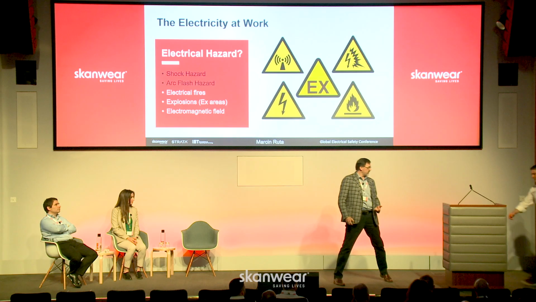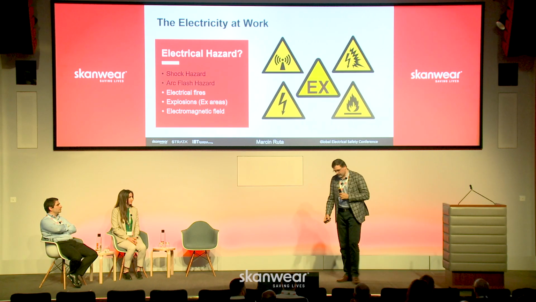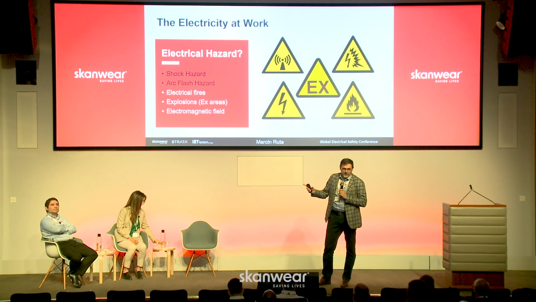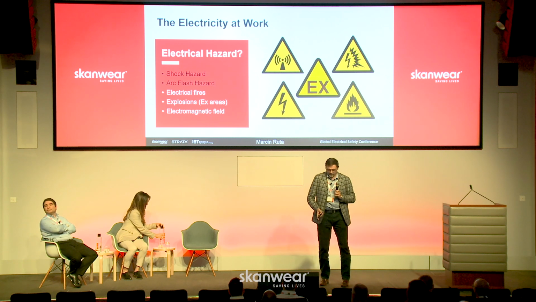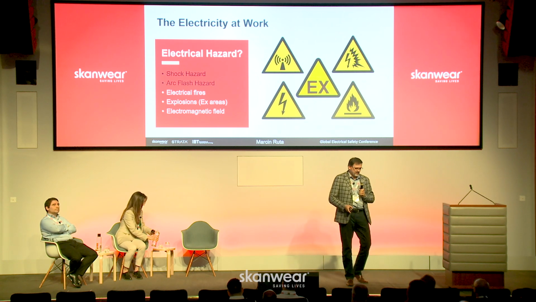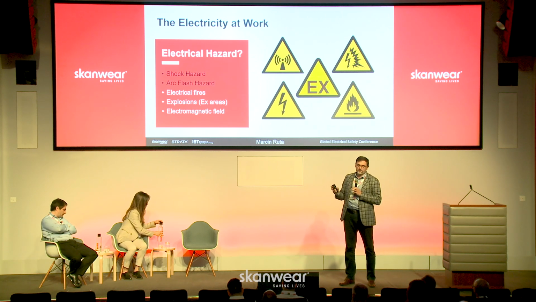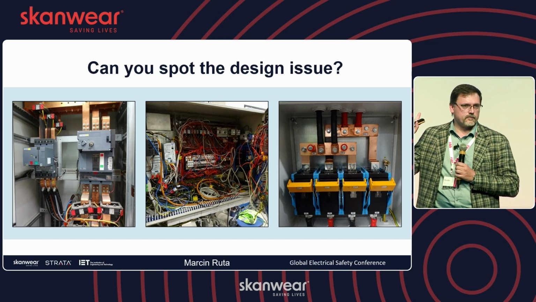Electrical fires, electromagnetic field, and the last one we have is explosion area. Explosion area is a weird thing because it's not exactly related to, let's say, only electricity. But very often it is. So if you know this, can you spot here which one is actually a design problem and which one is not?